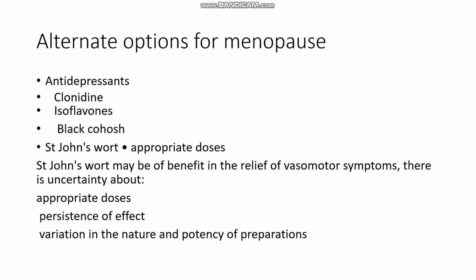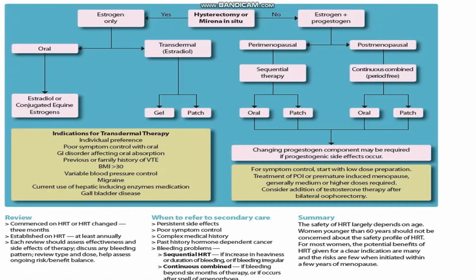Alternate options for menopause are antidepressants, clonidine, isoflavones, black cohosh. St. John's wort can be given in appropriate doses, and it may be of benefit in relief of vasomotor symptoms. There is uncertainty about the appropriate doses, persistent effect, variation, and the nature and potency of preparations.